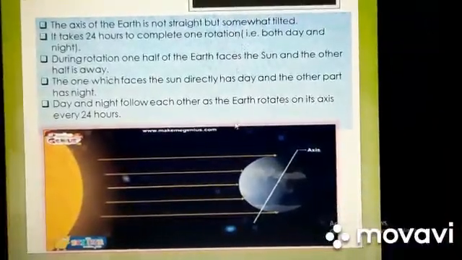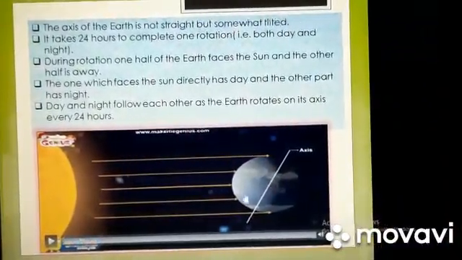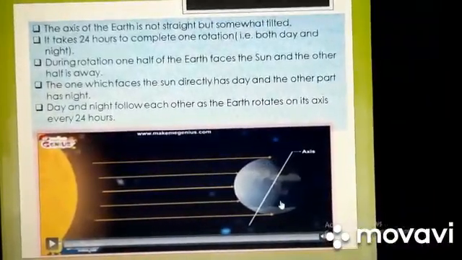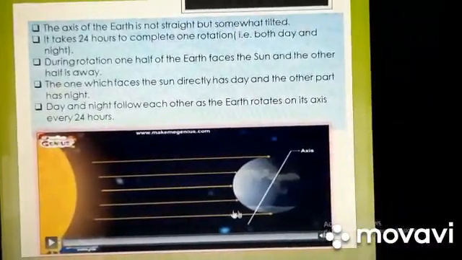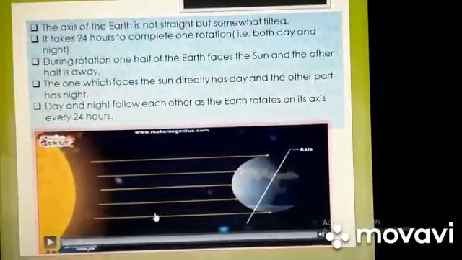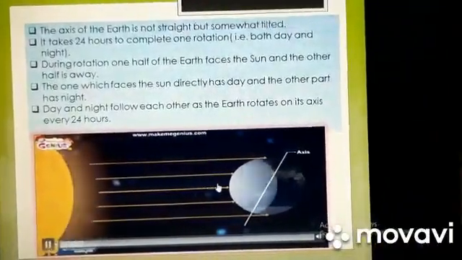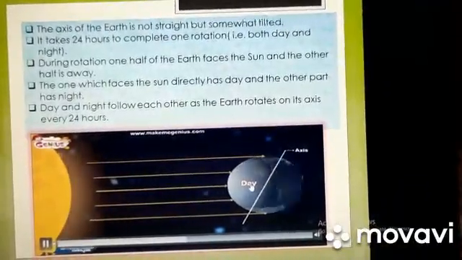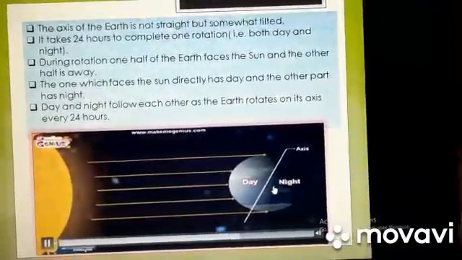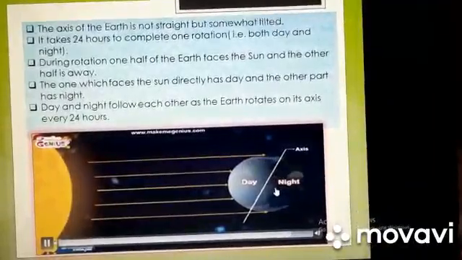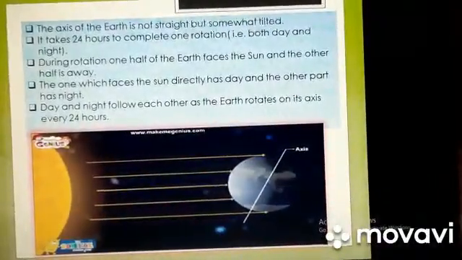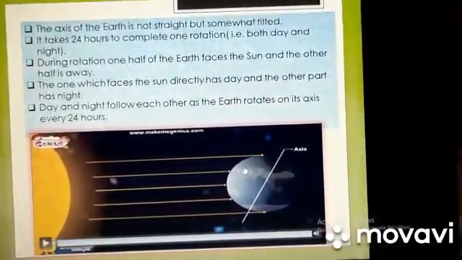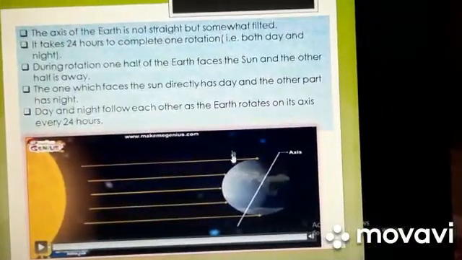And during rotation, one half of the earth faces the sun and the other half is away. The part which faces the sun has day and the part which faces away from the sun has night. So here this part is facing the sun, so it is day, and this part is away from the sun, so it is night. If one part is day, then the opposite part is always night.